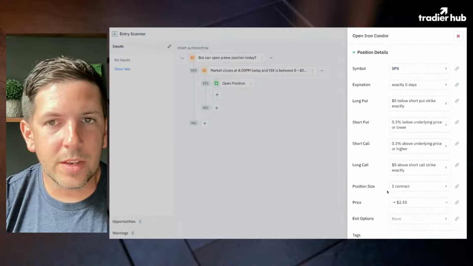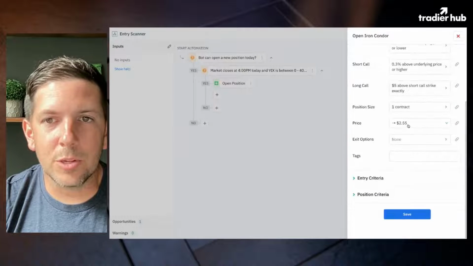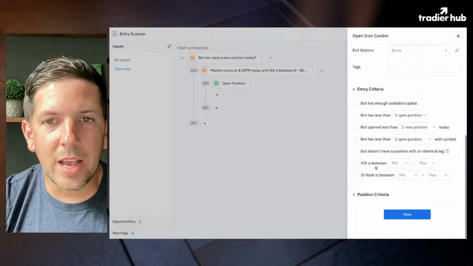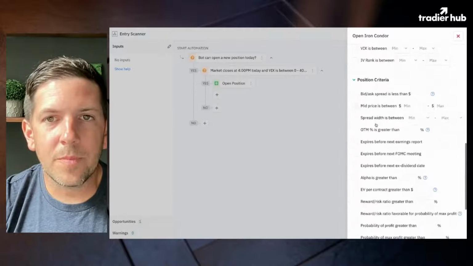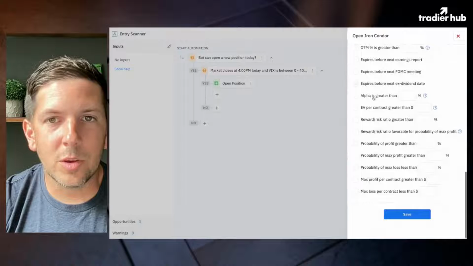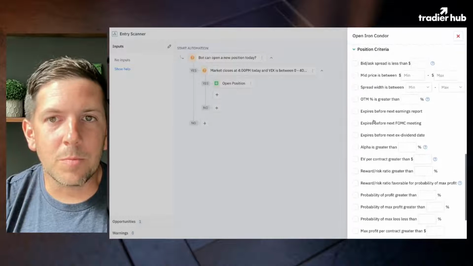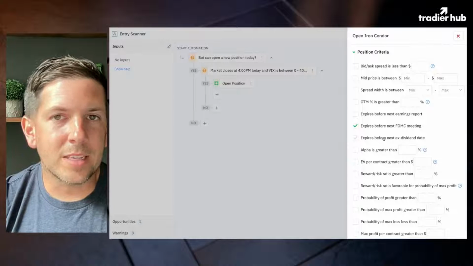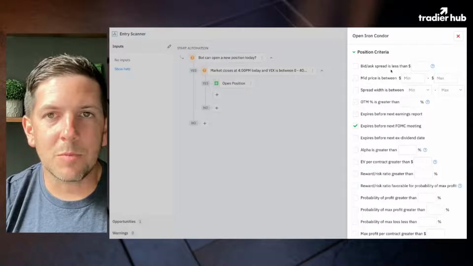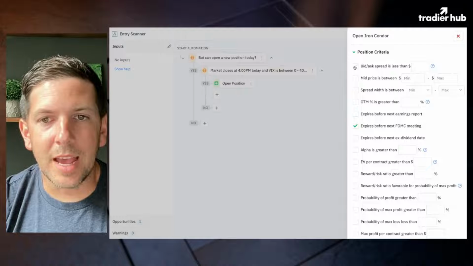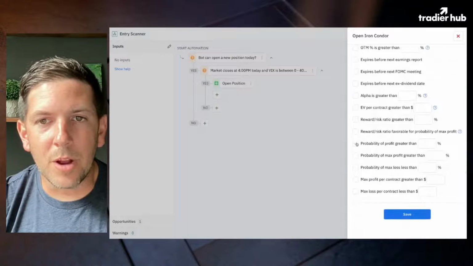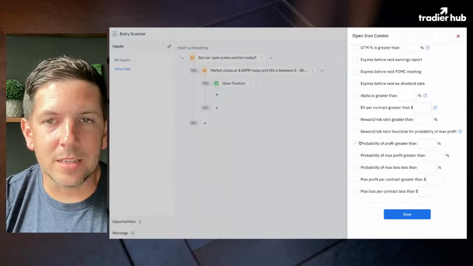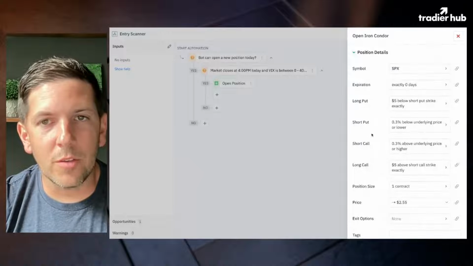It does all of the different checks and balances in here, puts in your price. If you have any additional entry criteria, you could put it in here. If you have any additional position criteria, you could put it in here. Sometimes what people like to do is they go in here and say expires before next FOMC, no X dividends. If they trade something with dividends like SPY, the bid-ask spread has to be less than X. Probability of profit has to be greater than Y, whatever the case is. So you don't have to do those, but those are all available for you.